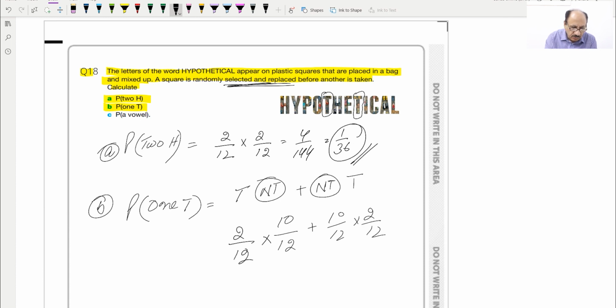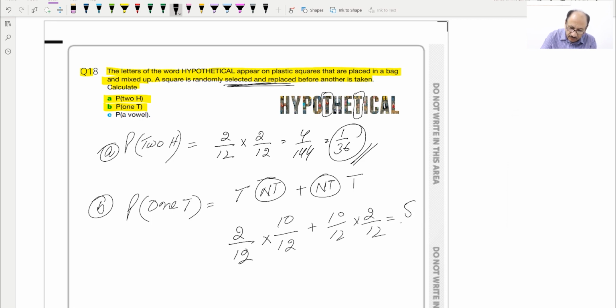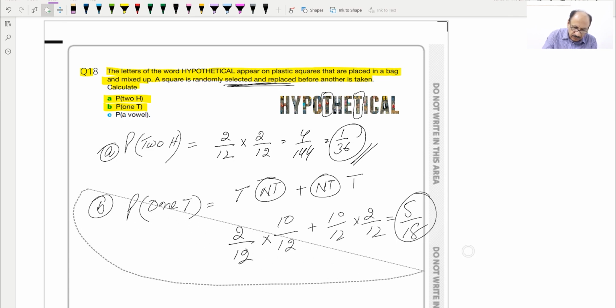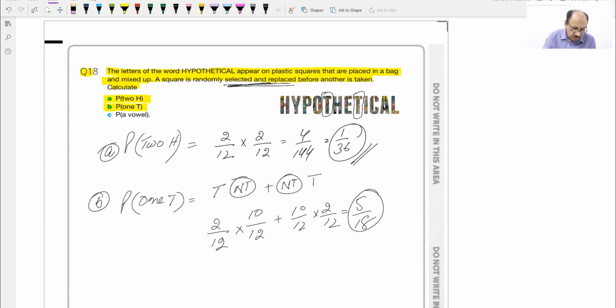And we can calculate this probability. This will be equal to 2 over 12 into 10 over 12, plus 10 over 12 multiplied by 2 over 12, and this is equal to 5 over 18. 5 over 18 will be the final answer for this B part. Hopefully you understood this as well.